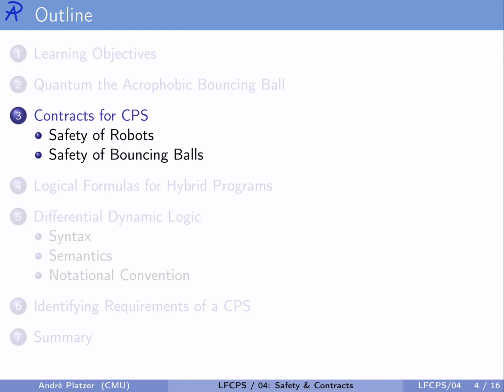Now, the next question we should worry about is the question what safety for cyber-physical systems really means. And at that moment, you'll probably think bouncing balls are boring, so let's talk about real robots here. When is a robot safe? That's a tough question.